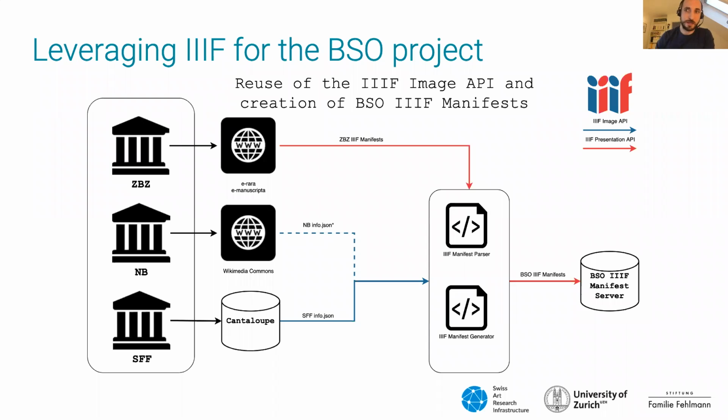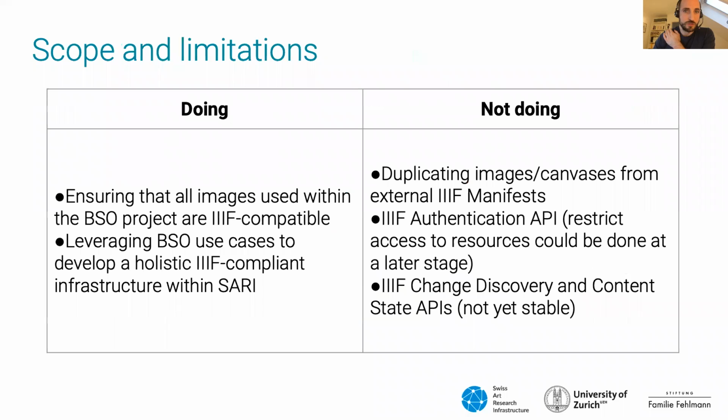But for others, we will need to generate this information ourselves, so the image API, info.json, as well as the manifest. Basically, what we want to do is to reuse the image API when it exists, and then create our own BSO IIIF manifests. So what we're doing is that we ensure that all images used within the BSO project are IIIF compatible, and this approach will develop a holistic IIIF compliant infrastructure within SARI.